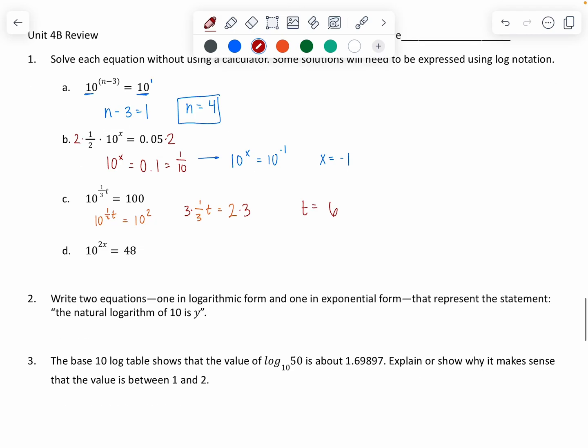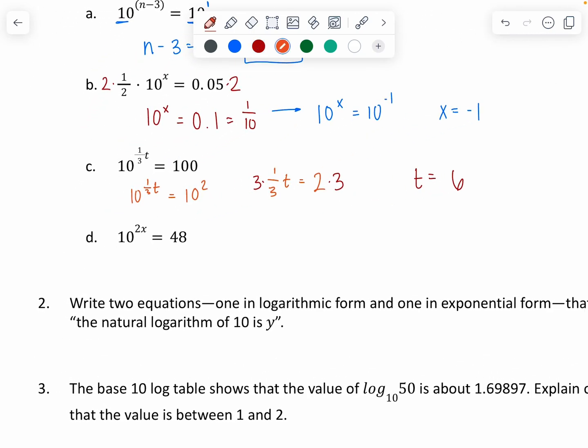And then on the next one, we are not able to make 48 from a base of 10. Like 10 to the 1 is 10, 10 squared is 100. So that's when you can switch to log form. So this would be log base 10 of 48. You can either write the 10 or you don't need to. If it's log base 10, you don't necessarily need to write the 10. And then this is going to be equal to 2x.